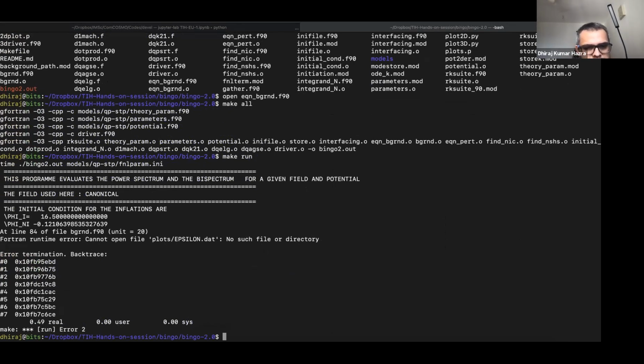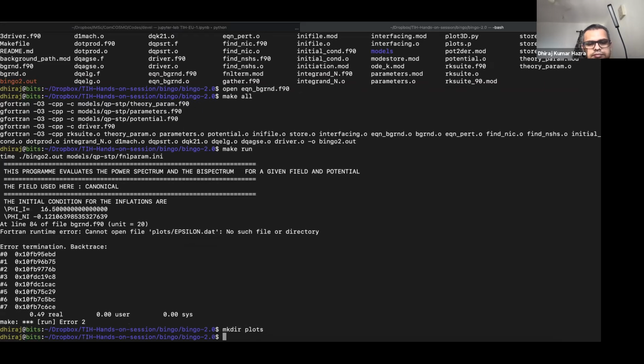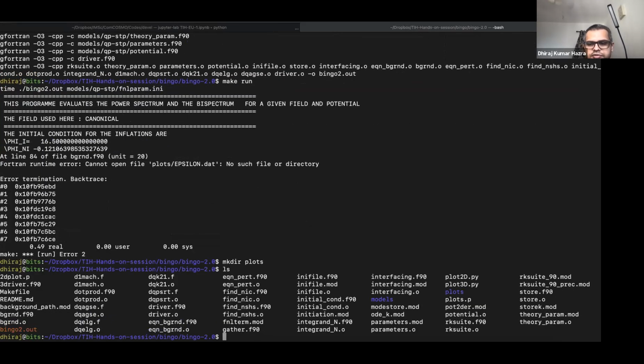Okay. Plots. mkdir plots. Right, so you have to create a folder called plots. Just create the folder called plots. Then just make run.